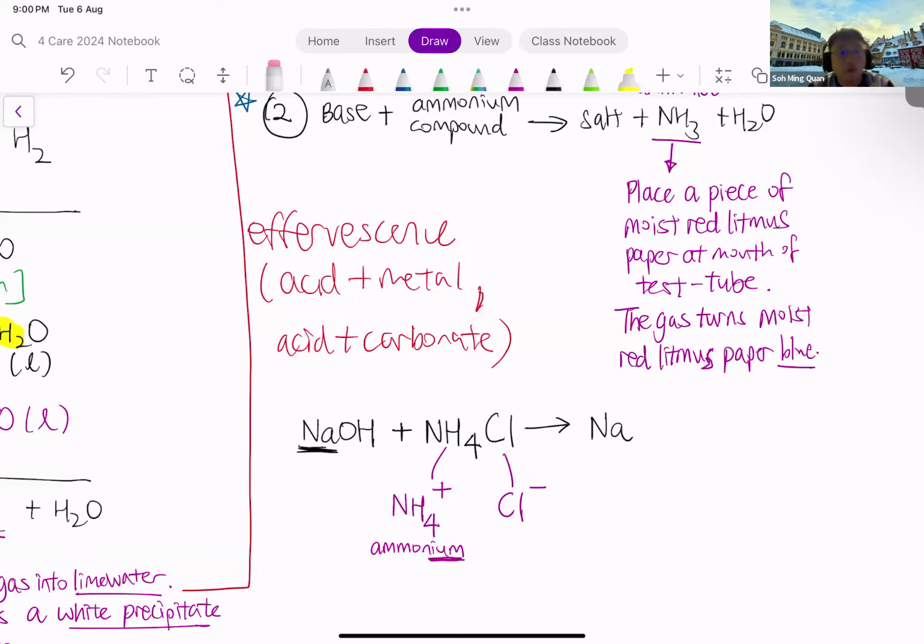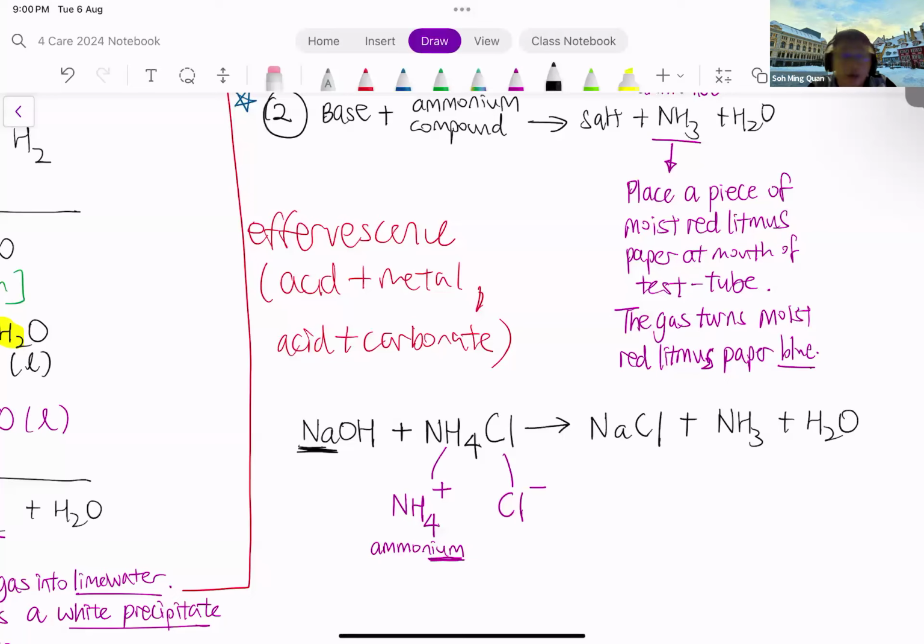Okay? Then what is the second part? The second part must be either chloride, nitrate, or sulfate. So in this case, chloride, because you have Cl. So it's sodium chloride plus ammonia gas plus water. Okay, so this is the equation for the reaction.